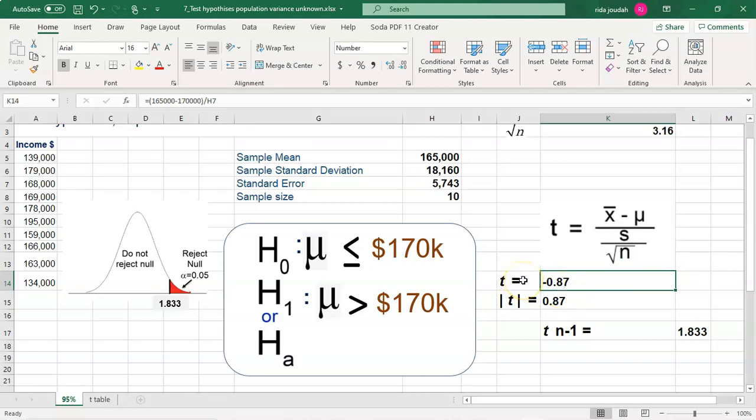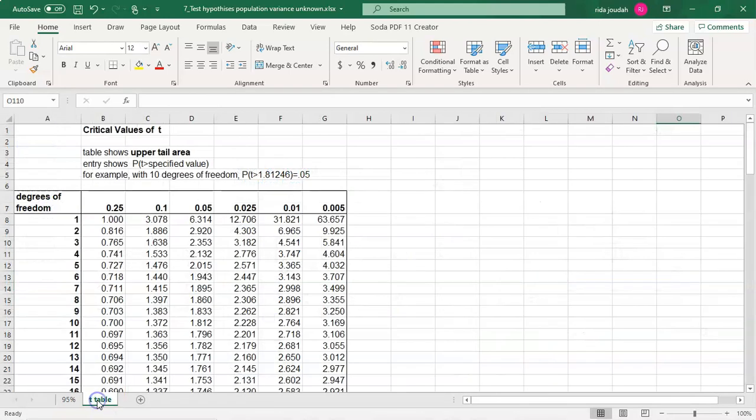Again, we use the absolute value to test the T value. And we need here to find the T value for degree of freedom n-1, which is 9. And if you go to the T table, you can find this value. And this time here, because it is one tail, we don't divide T by 2. So we just get the T for the 95%.